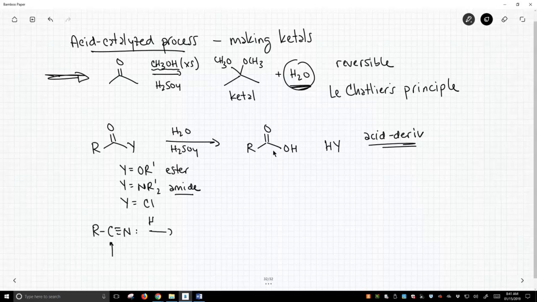No surprise, if we take a nitrile and we treat it with acid and water, just like any proper acid derivative, it'll form a carboxylic acid. So we need to talk about this mechanism and just learn some of the language around these types of reactions.